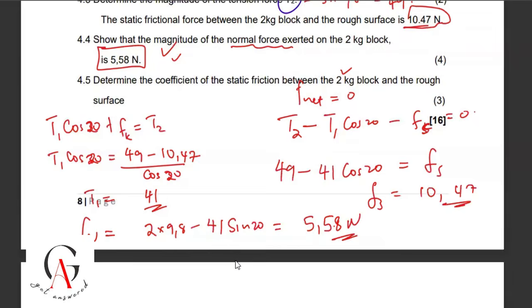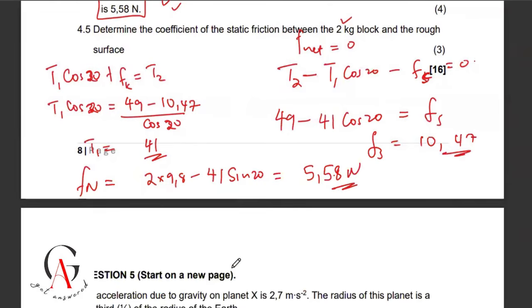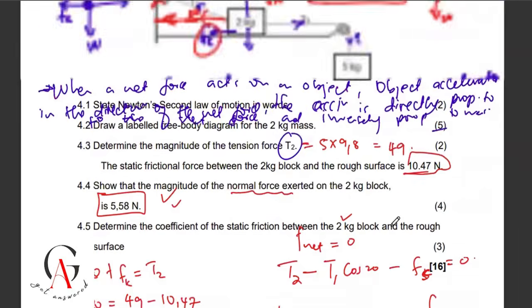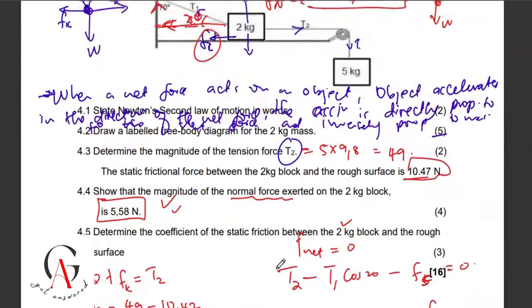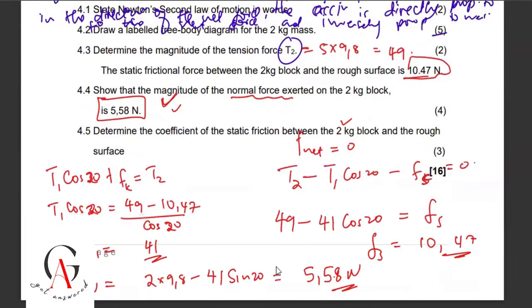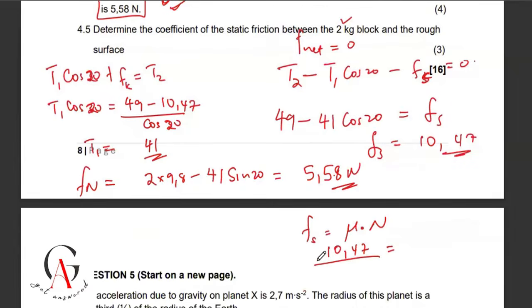So 49 minus 41 cos of 20 gives me 10,47, but it's just the same surface, so I don't know why I'm going back there. So Fs is mu multiplied by the normal force. So mu is going to be the 10,47 divided by the normal force. For the 2 kg, we've calculated our normal force to be 5,58. So divided by 5,58. Does that make sense?